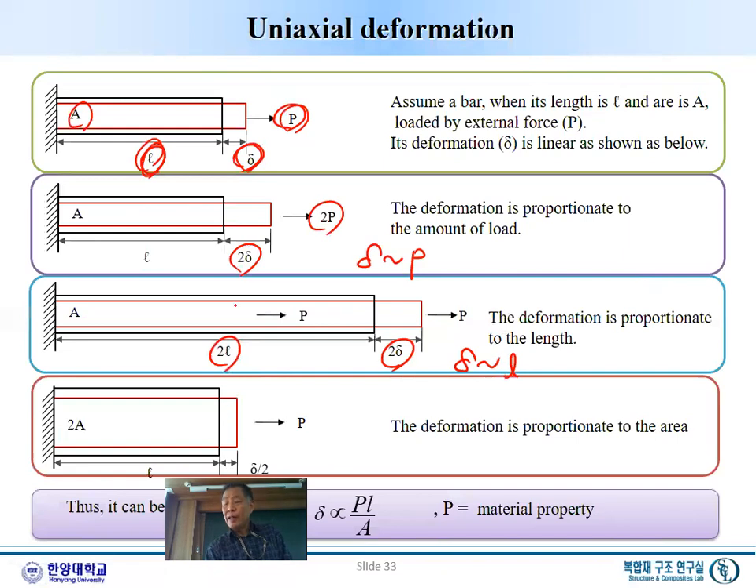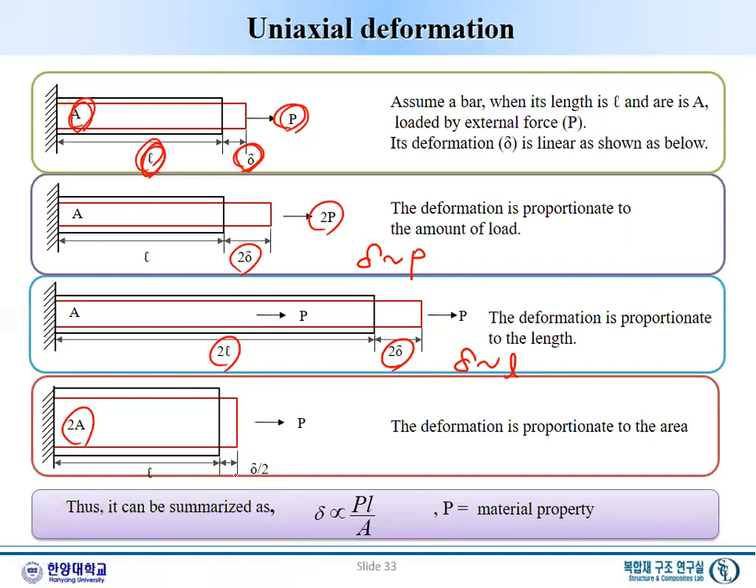Now, let's increase the A, doubling it. What will happen to this delta? Delta will decrease, right? Decrease by half. So delta will be inversely proportional to A. So if we combine all those three observations, we can say delta is proportional to PL over A, right?